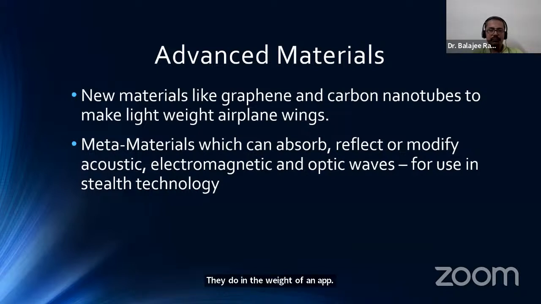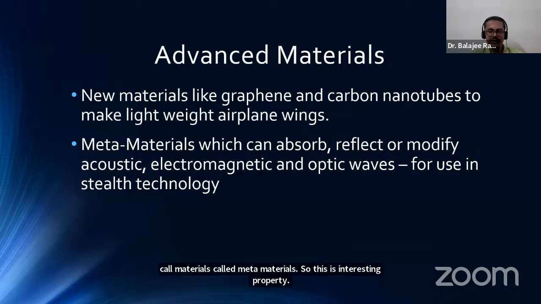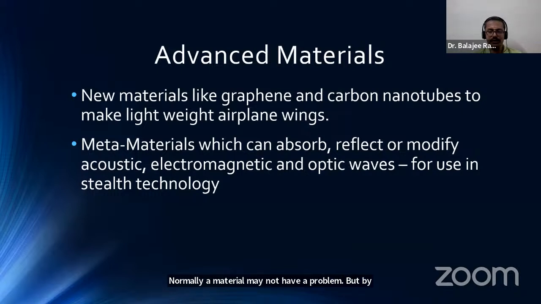Then there are other materials called metamaterials. So this is an interesting property. Normally, a material may not have a property, but by carefully designing the structure of the metal or material, either at the microscopic level or the macroscopic level, these materials can absorb, reflect, or modify your acoustic signature, electromagnetic signature, and even optic signature. So this is mostly used in stealth technology, where your plane can be made almost invisible because of the materials you use. Invisible to radar, sometimes invisible to the naked eye also from some angles.